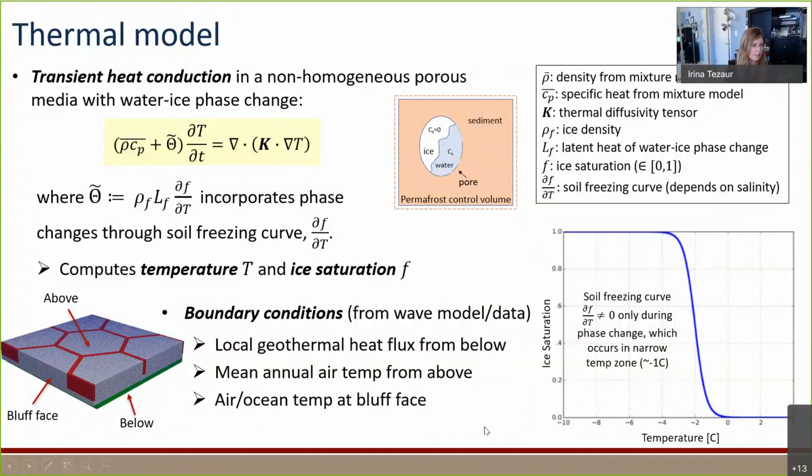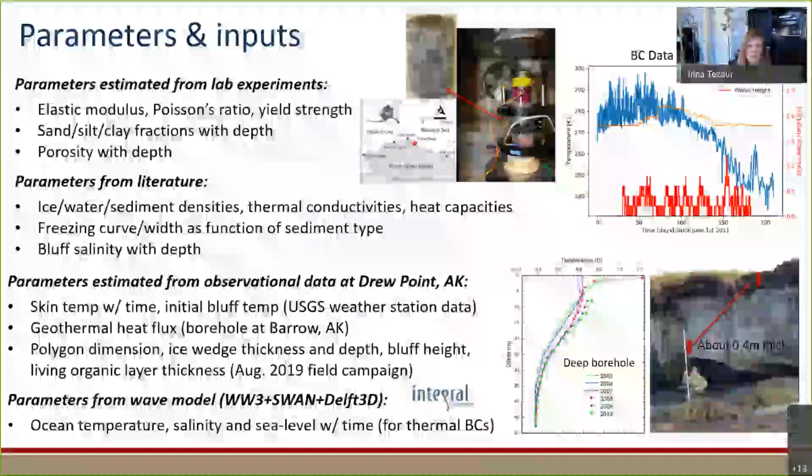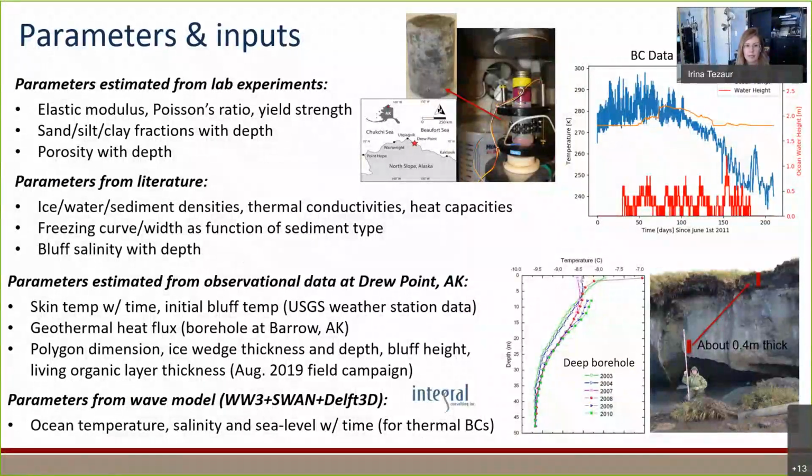Let's see. Okay. So I wanted to talk a little bit about where the parameters and other inputs in these thermal and mechanical models come from. And I think this really kind of highlights the breadth of this project, which is, like I said earlier, kind of goes way beyond just the computational. So I'll start with the mechanical parameters.